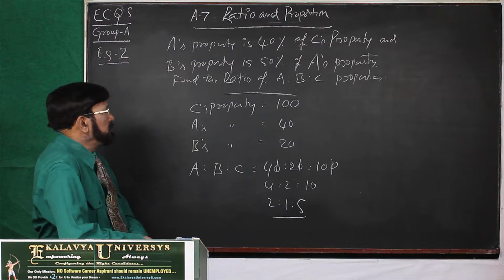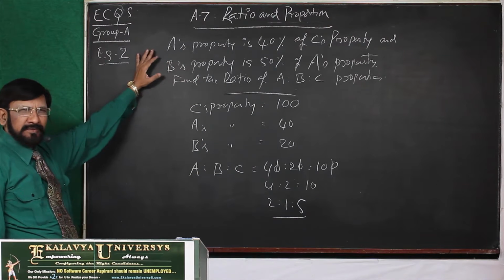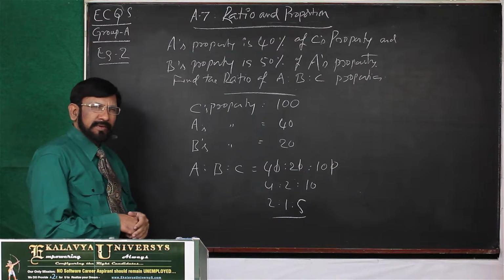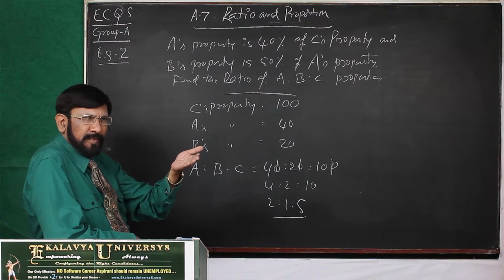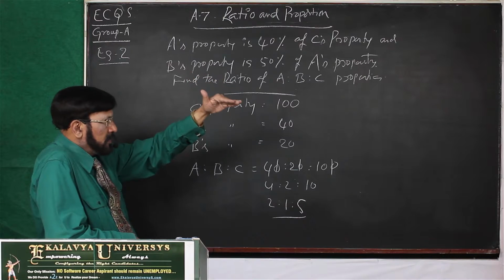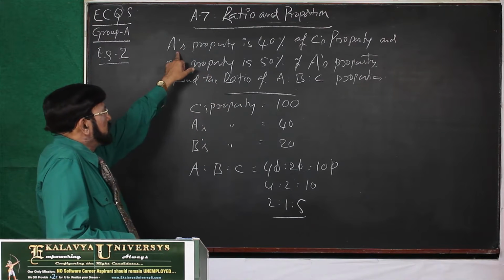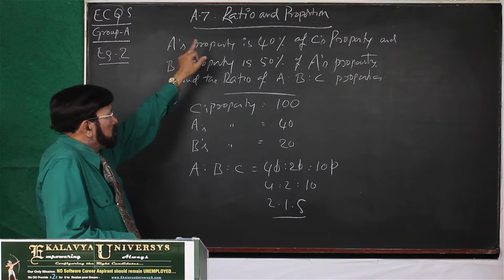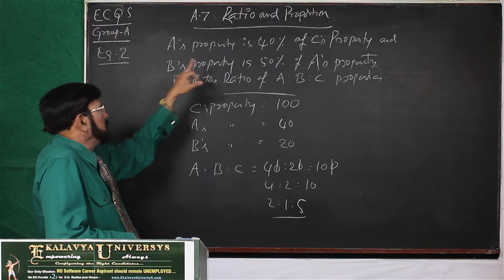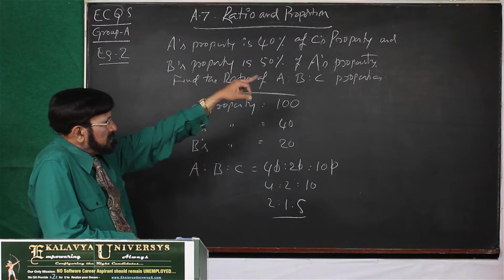Once again I explain, in this type of case the intricacy is the origin. Which is the origin? Which is the base? So here in this case, A's property is calculated on C's property, and B's property is calculated on A's property.